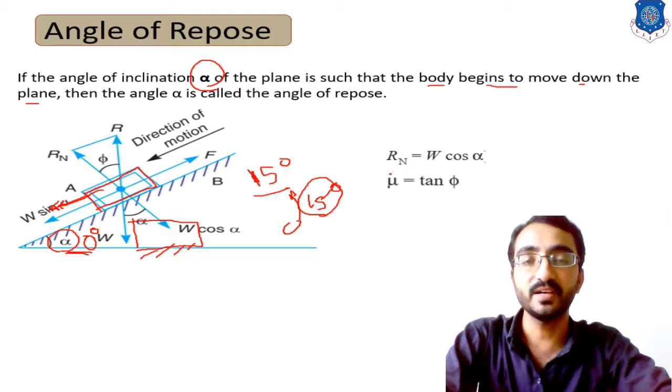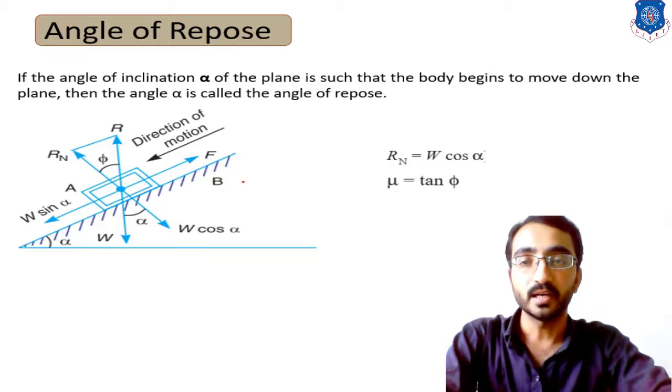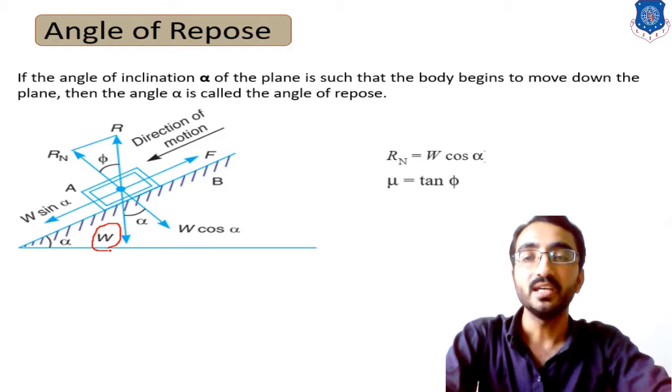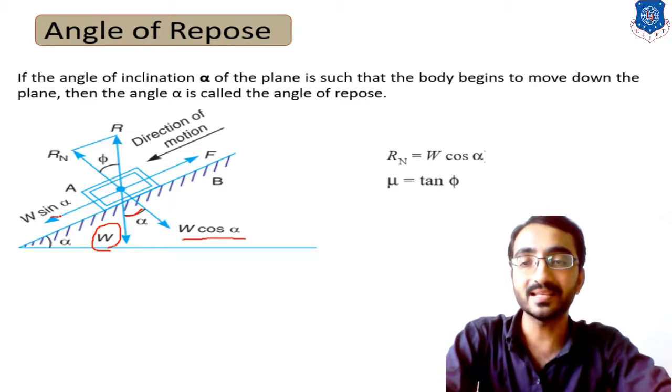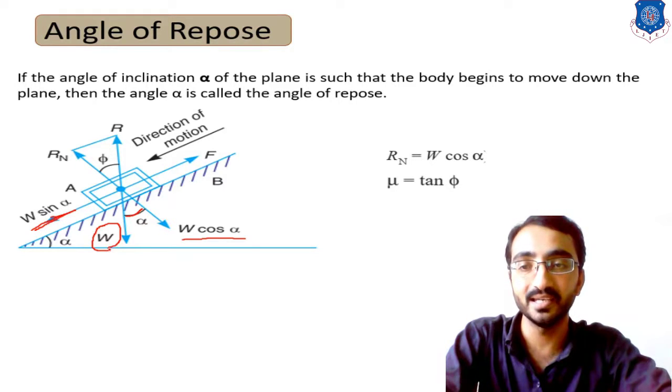So over here, this fundamental, that Rn, if you refer to this diagram, we can identify that if we take W, the weight of the body, it has two components. One component makes an angle alpha, so let's consider with this angle alpha it is making a component that is W cos alpha. And the component which is not adjacent to the angle is W sin alpha. Now from this diagram we can say that Rn, the normal reaction force, is perpendicular to the surface of contact.